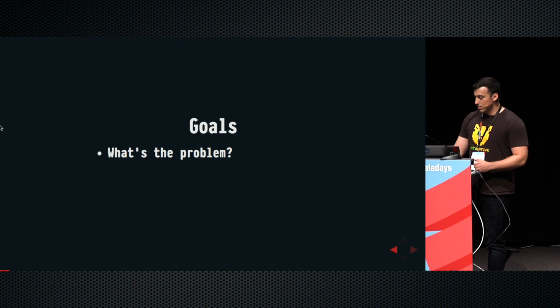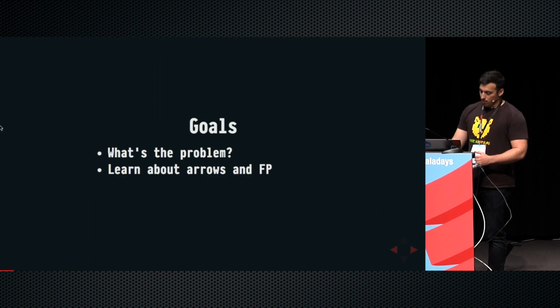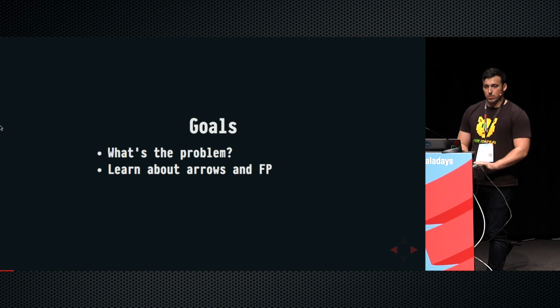Goals. We're going to talk about the problem that we're trying to solve. I just touched on it briefly, the decoding data. We're going to learn about arrows and some functional programming concepts. We'll talk about them briefly. I'm not going to go into too much detail, and then you'll see these concepts show up throughout the talk or throughout the code that we dive into.